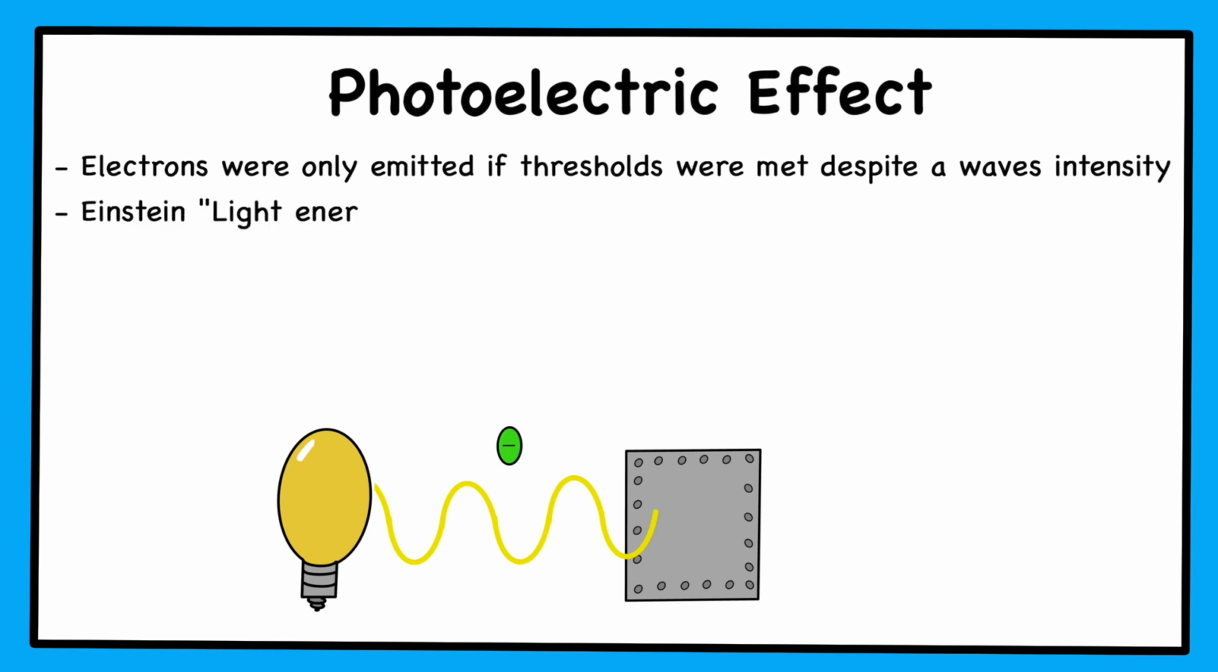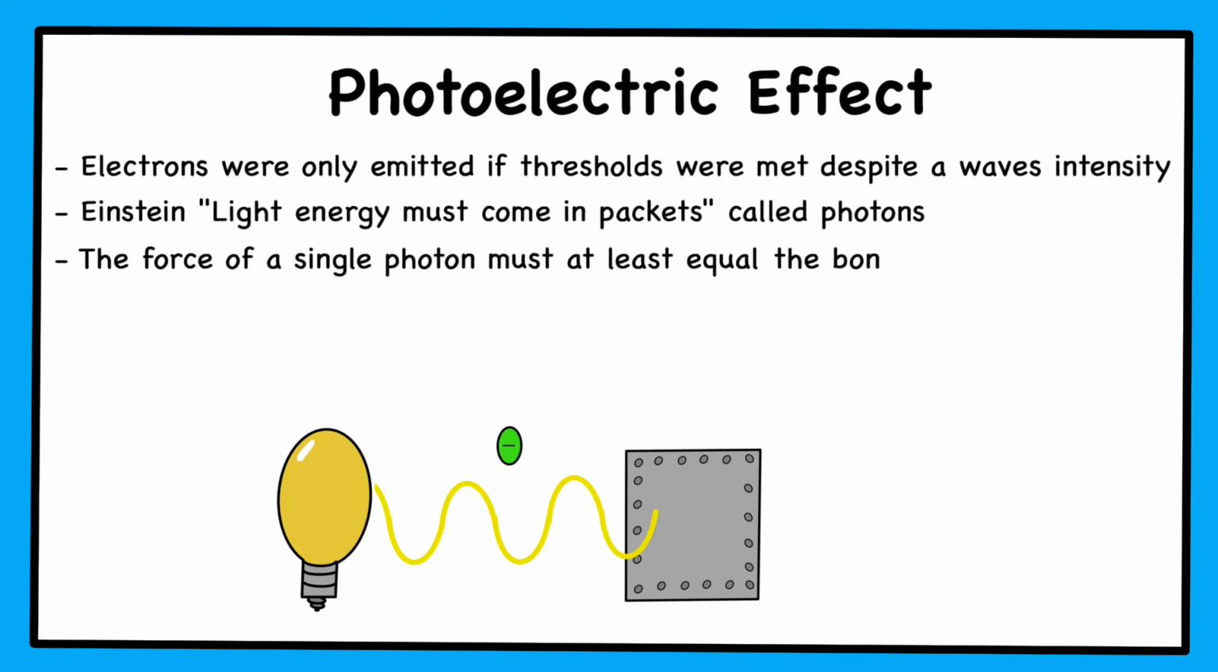Well, Albert Einstein proposed that light energy must come in packets. These packets he called photons. He theorized that in order to dislodge an electron from its position, the energy produced by the force of a single photon must equal at least the binding energy emitted by the electron. So, in other words, this photon must have the energy to break the electrostatic forces holding the electron to the nucleus.